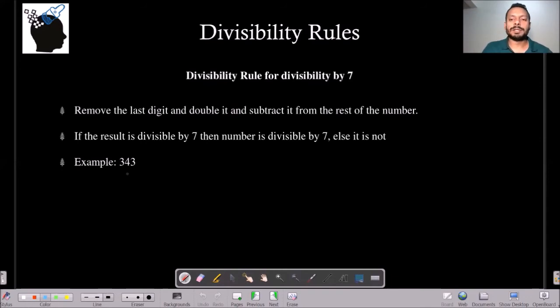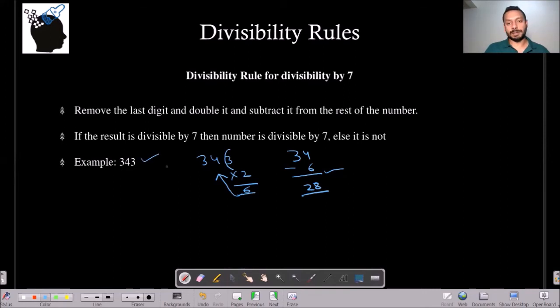Let's say the number is 343. The way it goes is we take out the last number, which is 3, multiply it by 2 to get 6, and subtract 6 from the remaining number. That means we need to subtract 6 from 34 to get 28 as the next number. Now we need to divide 28 by 7 and check, and we know that 28 is divisible by 7. That means even 343 will be divisible by 7.